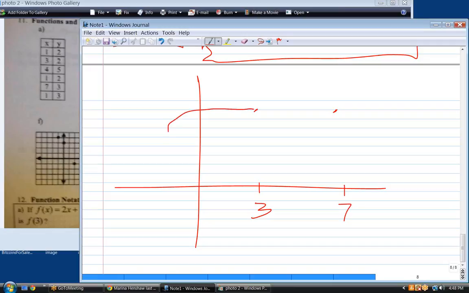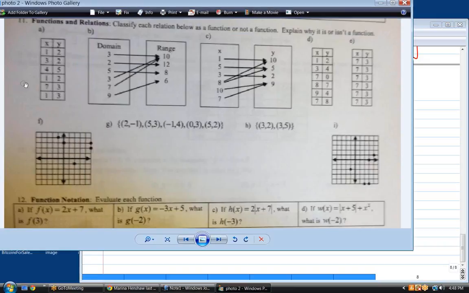In fact, if I want to draw a function through that, in other words, when x is equal to 3, y can be equal to 10, and when x is equal to 7, y can be equal to 10. That's perfectly fine. And nowhere on there do we have the same value in the domain equal to two different values in the range. Therefore, it is a function.